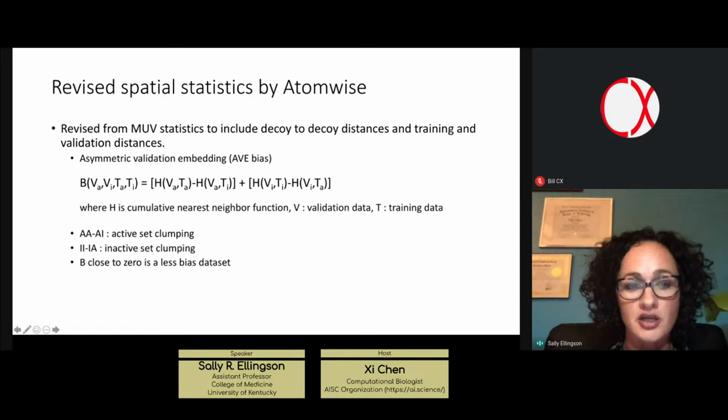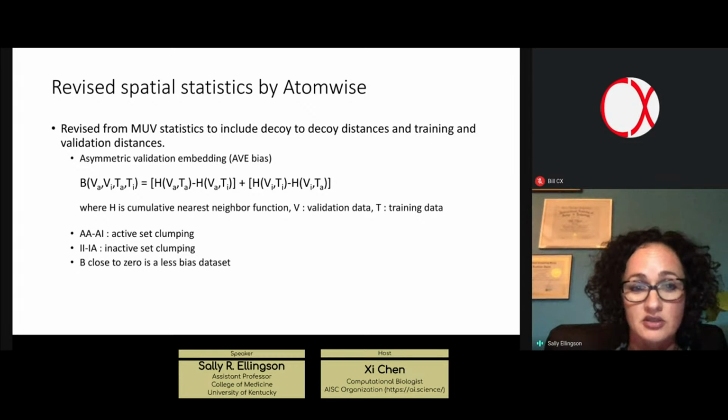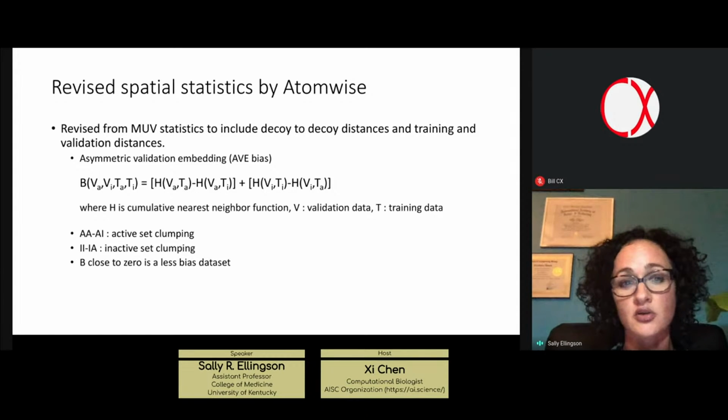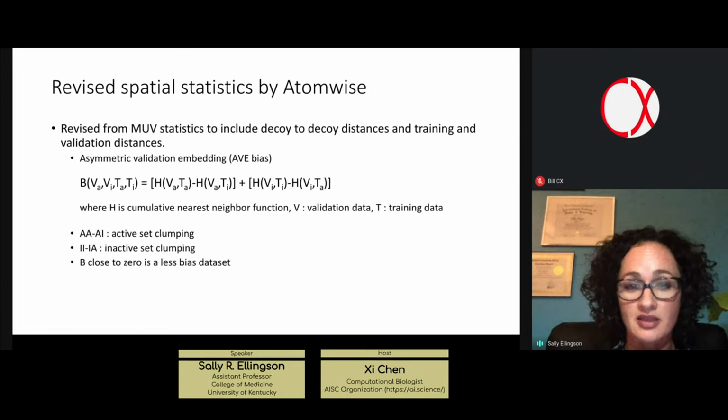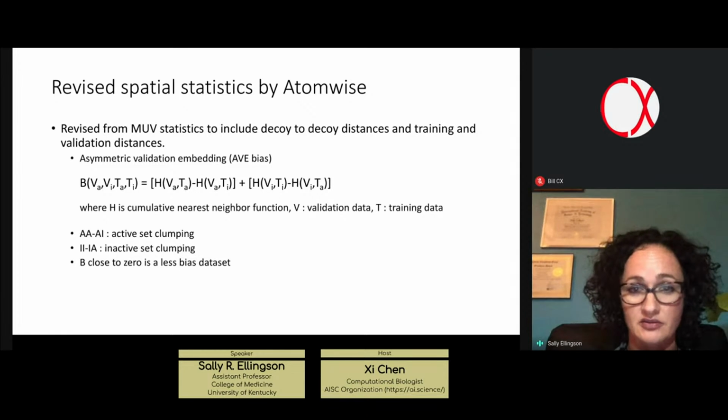And then they also include in here, which wasn't done previously, inactive set clumping, because while it is a known problem that all the actives can be very similar to each other, making it easy to classify them compared to the decoys, it could also be a problem that the decoys are all very similar to each other, making them easy to separate from the actives. So there's also a term for the inactive set clumping. And they use this to create splits to try to reduce the bias for machine learning. And the goal is to have a B that is close to 0 to have a less biased data set for machine learning.